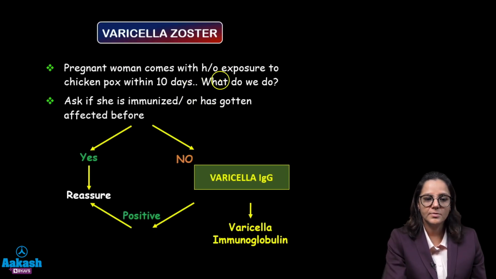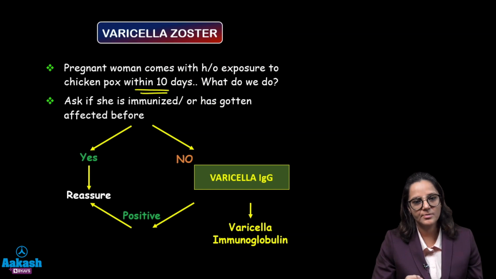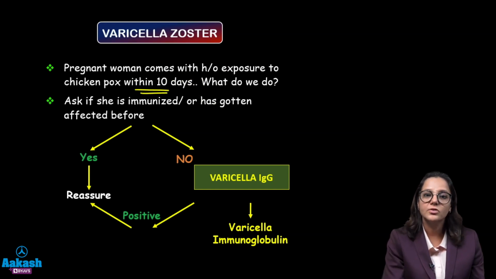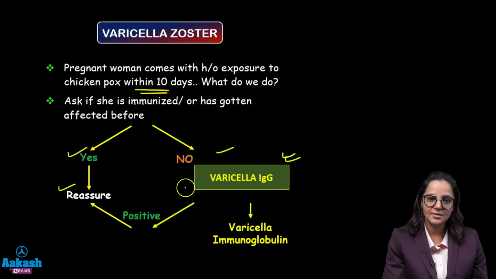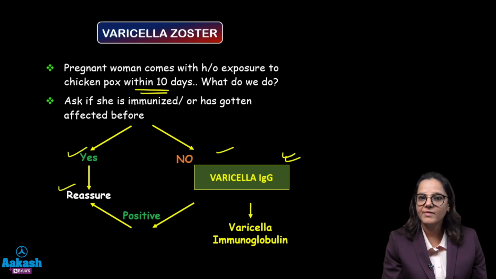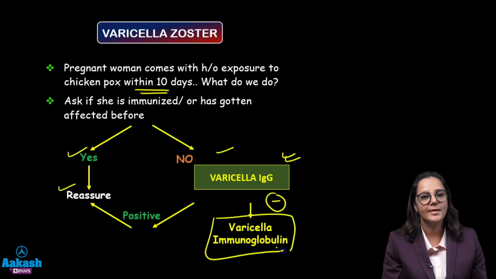So the pregnant woman comes with exposure within 10 days. What are you going to do? First of all, you are going to ask her, has she been immunized? Immunized means, has she had this infection earlier or not? And the second thing, has she had any vaccination for chicken pox or not? If the answer to both of them is yes, you just reassure the patient and do nothing. If the answer is no, then you are going to check the varicella IgG status in the patient. If the varicella IgG status is positive, that means she is immune and you just need to reassure her. But if the varicella IgG status is negative, then we have to give her varicella immunoglobulin.